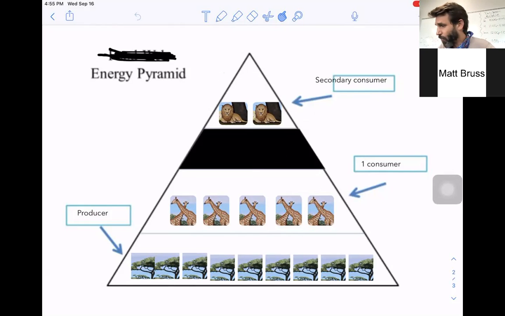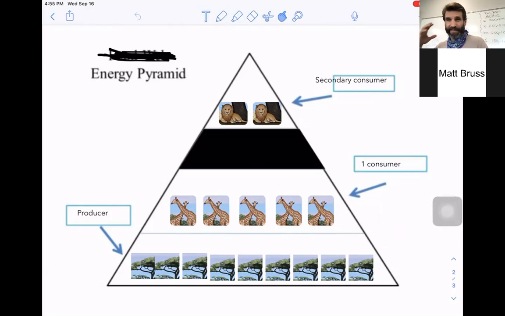Super specifically, we talked about why this might happen in such a steep pyramid. Well, when a giraffe eats a tree, if it eats 1,000 calories worth of plants, only 100 calories of that 1,000 actually goes into making muscle and fat and growth for the giraffe. The rest, 90%, is lost as heat.